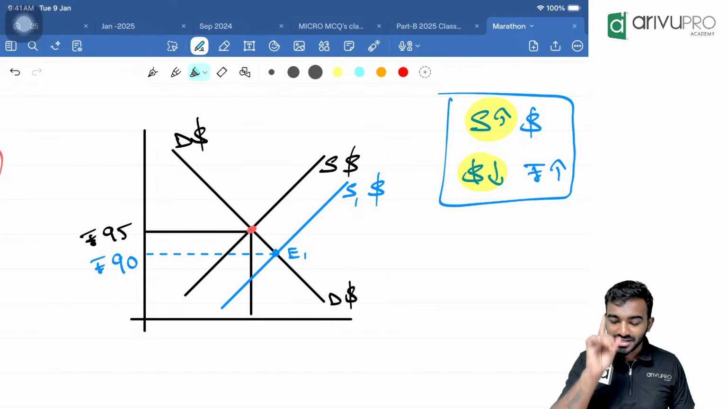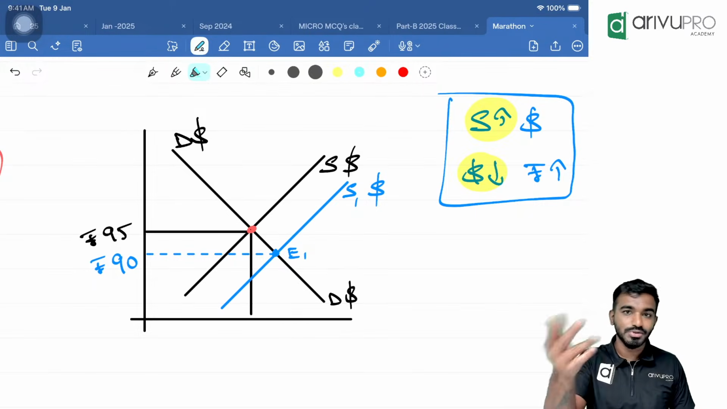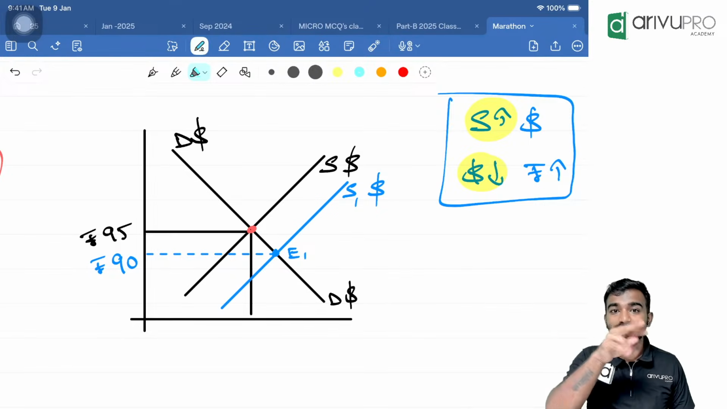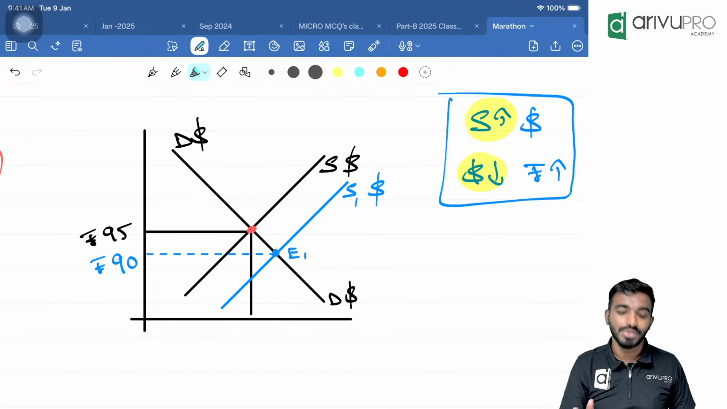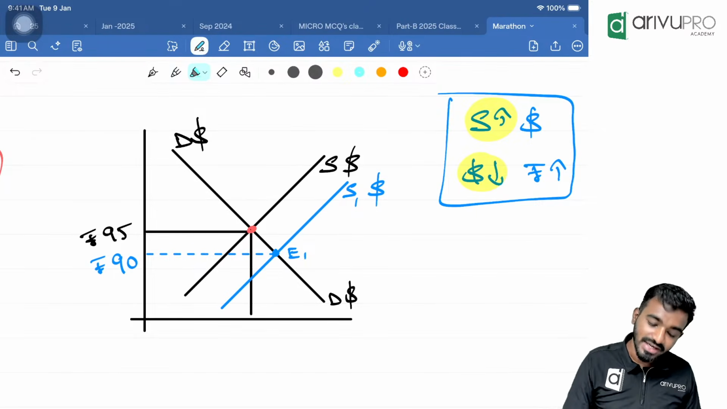Whichever country's currency demand goes up, that country's currency appreciates, and the opposite country's currency depreciates. If it is supply, reverse logic. Supply goes up, that country's currency depreciates, the opposite country's currency appreciates. That's it. So how do we decide the nominal exchange rate?